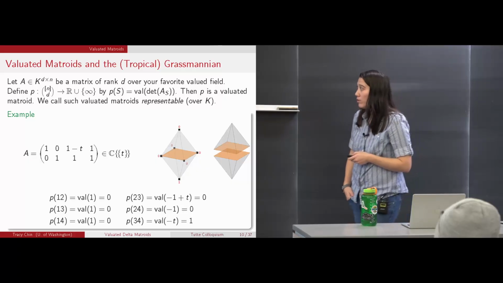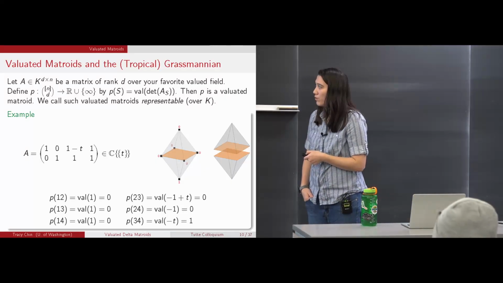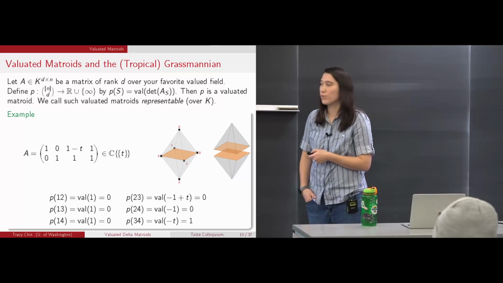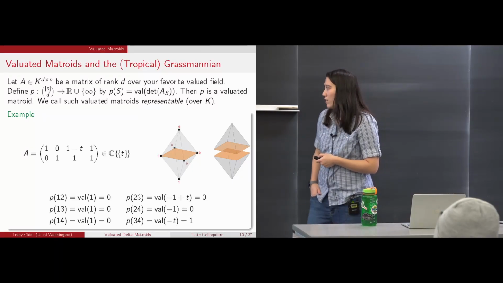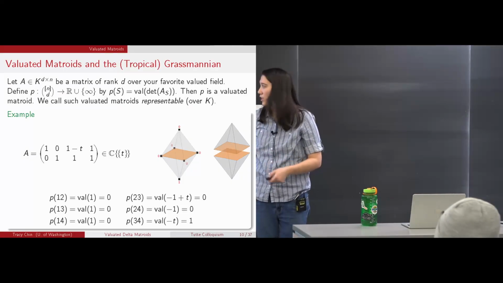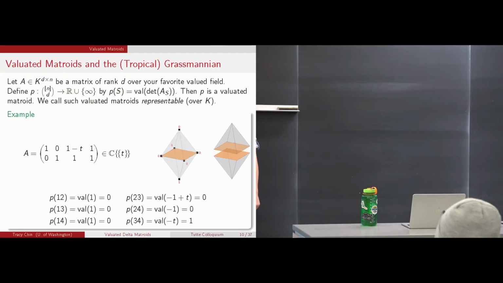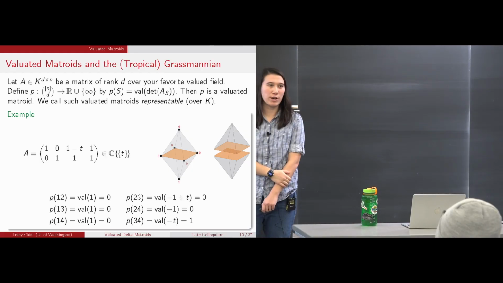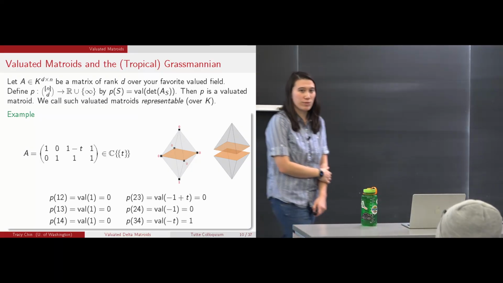So for example, this is basically the same example I showed you before. This is basically the same matrix I showed you before, except now we put this 1 minus t instead of 1. You can either check or trust me that these are the determinants we get. And in particular, all of them have valuation 0, except for 3, 4. The determinant is minus t, so t to the first is the smallest power of t we see, and so that has valuation 1. And we get the same subdivision we saw earlier.